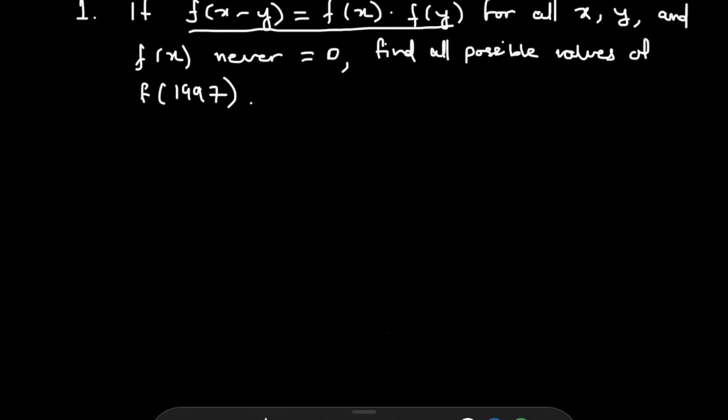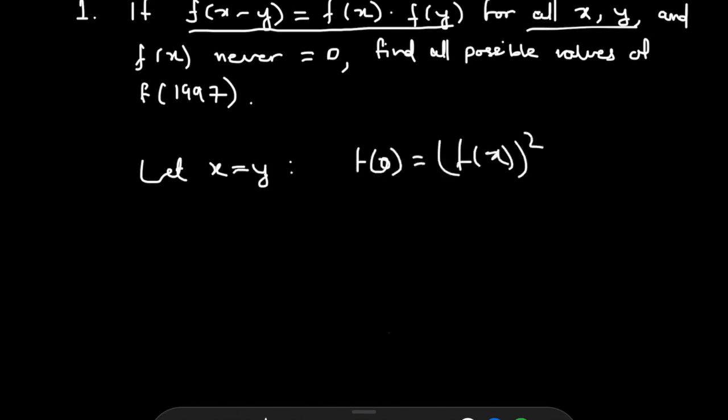So often what we want to do, given a functional equation like this, is to eliminate one variable and find more about the function that way. And we can do this because the function is valid for all x and y. So we can just let x or y be whatever we want. So if we let x equal y now, to eliminate the variable y, then we have f of 0 equals f of x squared.